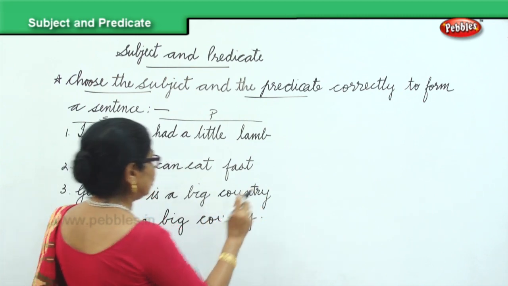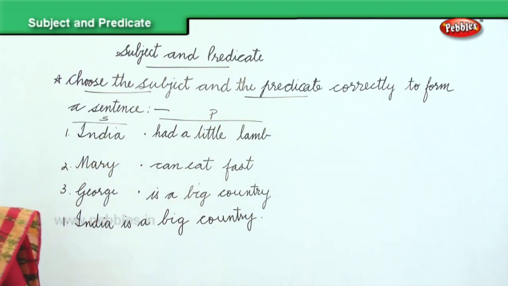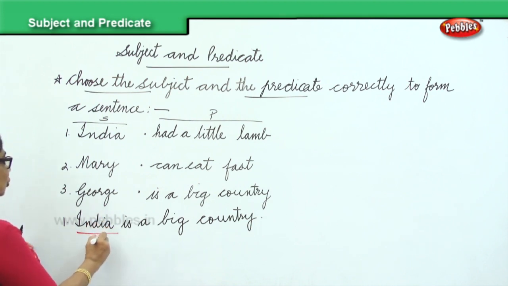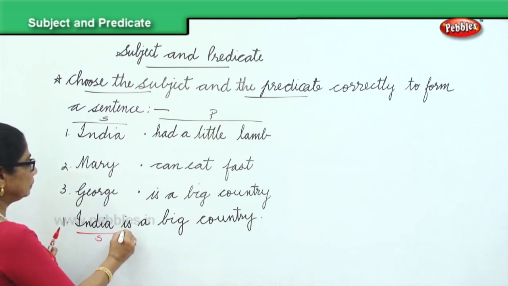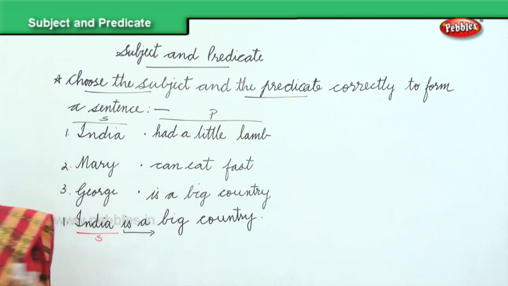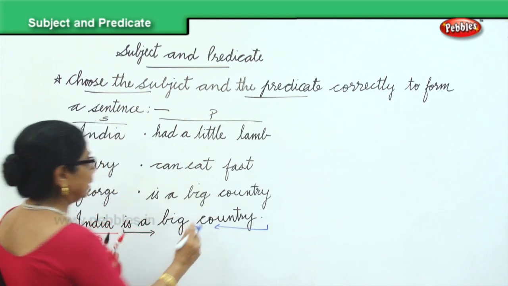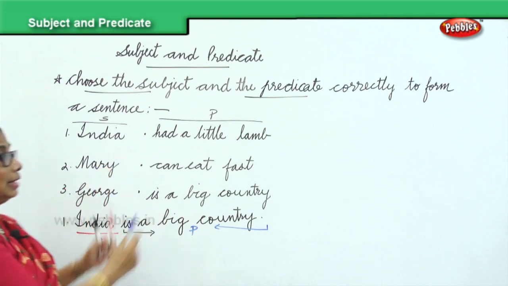Okay, now let's look at it. India is a big country, and we have here India. As I said, India is the subject, is a big country is the predicate. India is a big country, and you have the second part as the predicate. So now you have learned to choose the subject and the predicate.